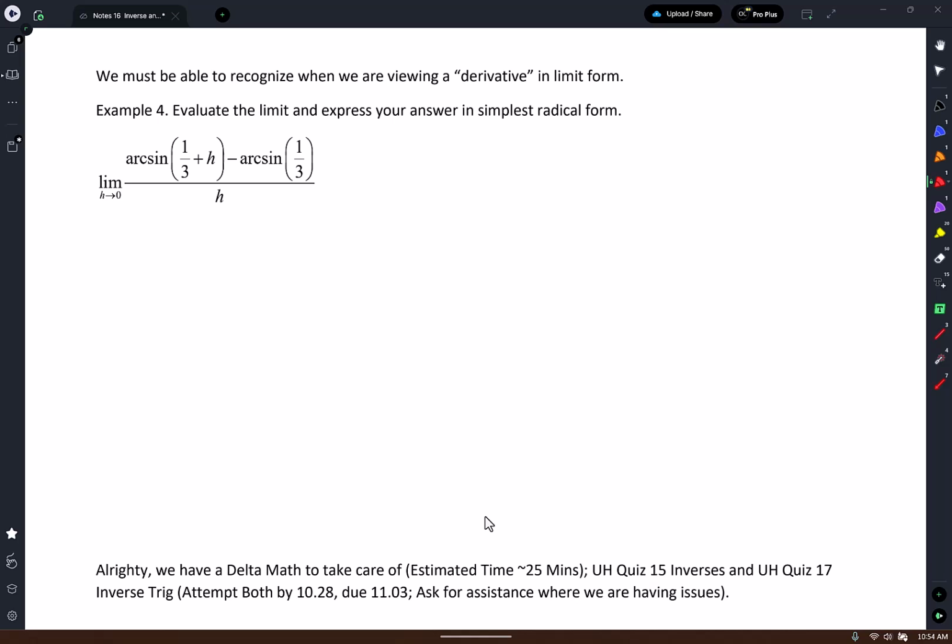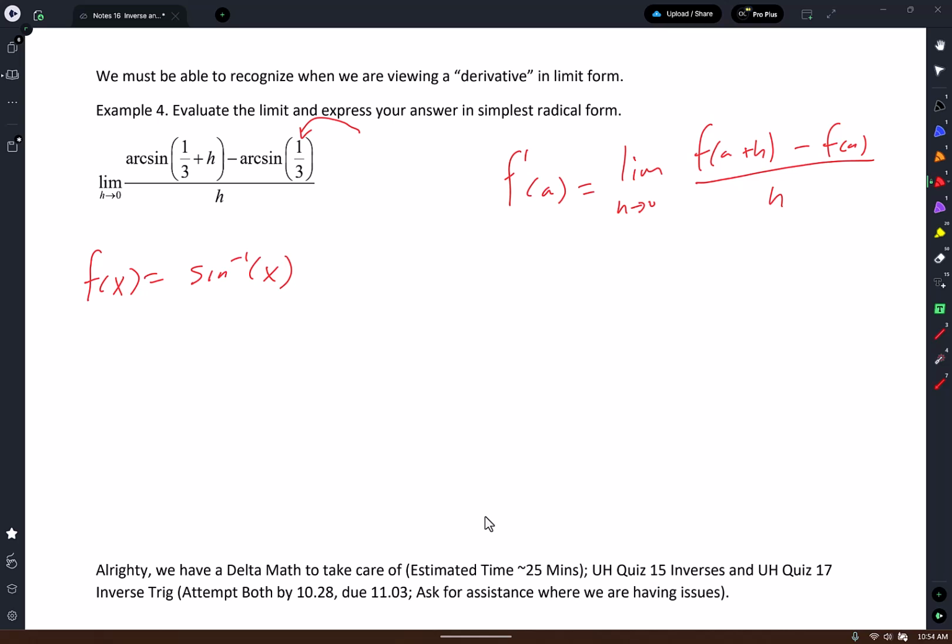Evaluate the limit and express your answer in simplest radical form. When you see this, what is this limit saying? It's just saying to take a what? Derivative. You've known this already for many times. I just brought it up just in case, because you're going to see that right now in delta. Limit as h approaches 0, f of a plus h minus f of a all over h. I got to change that x to an a. So this is finding the derivative of arc sine, and it's being evaluated at a, which is 1/3 in this case. Cool or not cool? Cool. So here it is, guys. All I'm doing is this: f of x equals arc sine of x.